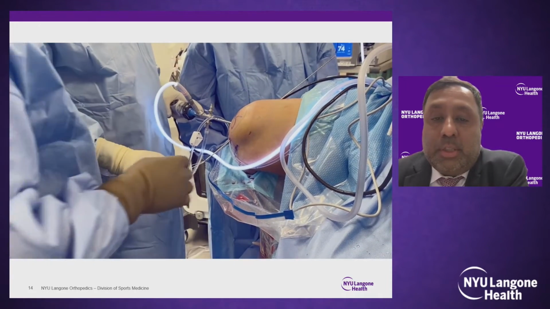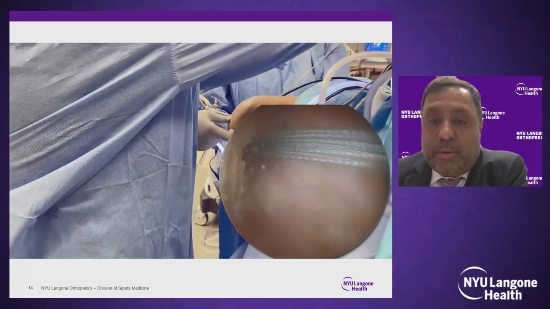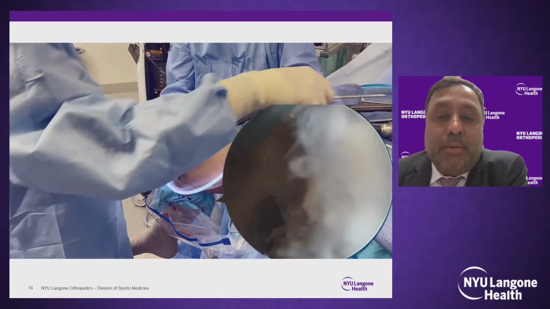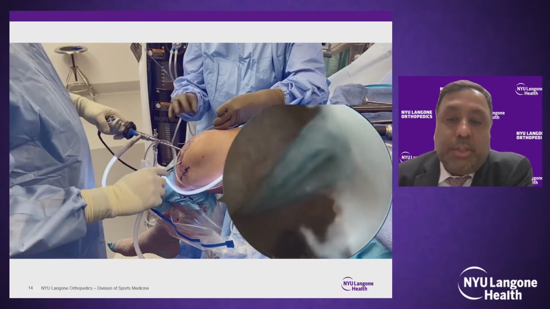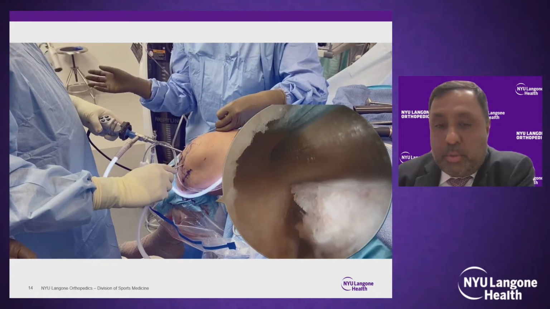Sutures are then shuttled into the knee for eventual graft passage. And the knee is returned into 90 degrees of flexion, and the back wall is checked. And again, you can see a great femoral tunnel was drilled.